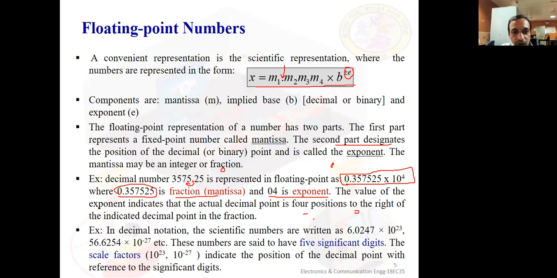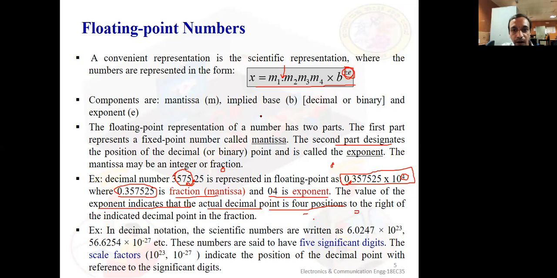The value of the exponent indicates that the actual decimal point is 4 positions to the right of the indicated decimal point. Because you see, this was the decimal point earlier, and I made it 0.3575. This means I have moved the decimal point towards the left by 4 positions. Similarly, if I move it by 4 positions to the right, then the exponent would be in negative format. That is why there is plus or minus e here.